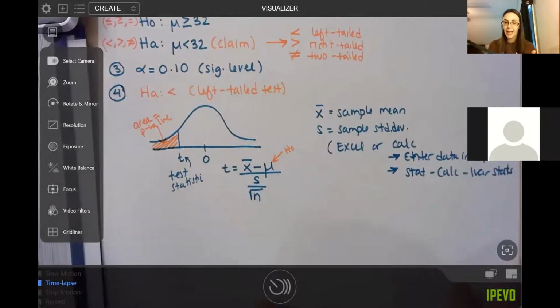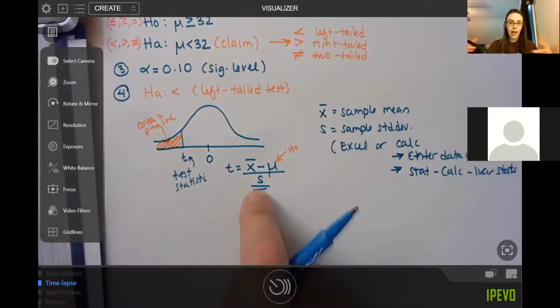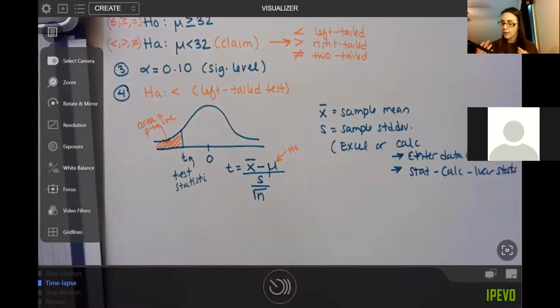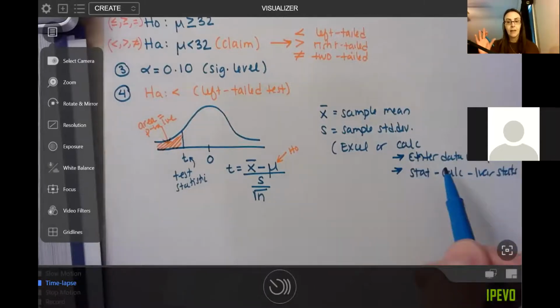You can also do it by hand, but the standard deviation is very difficult because you have to make that big long chart and subtract and square everything. So I highly recommend you do what's easiest for you. Either you're going to use Excel or you can go ahead and use your calculator to find the sample mean and the variance. So I use my calculator. I'll show you what that looks like.